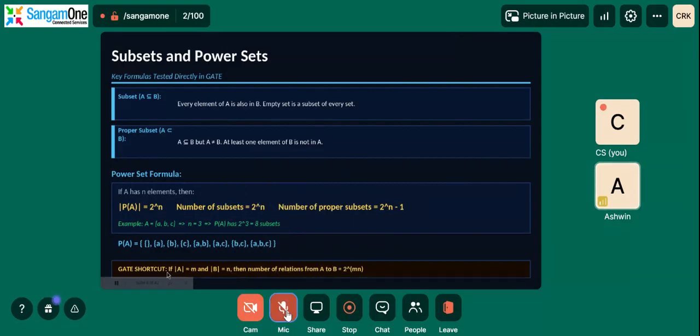And if you want a shortcut to solve the problems, you can note down this formula. If |A| = m and |B| = n, then the number of relations from A to B is 2 to the power of m into n.